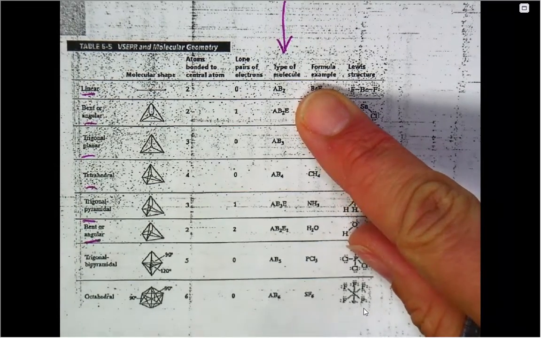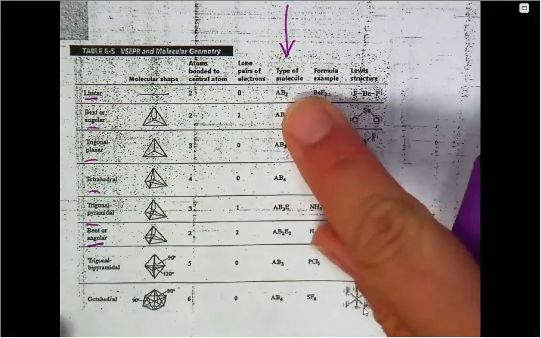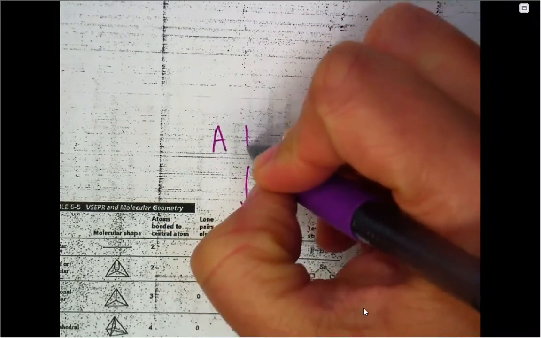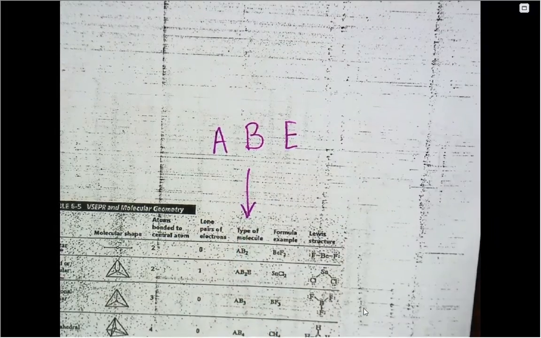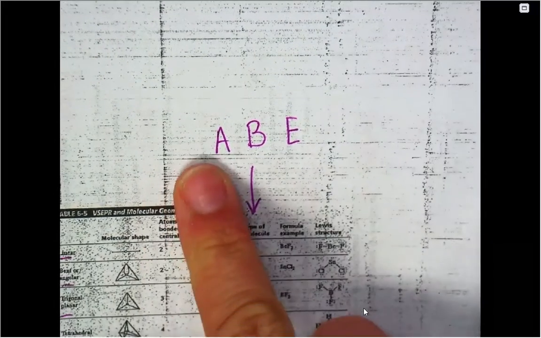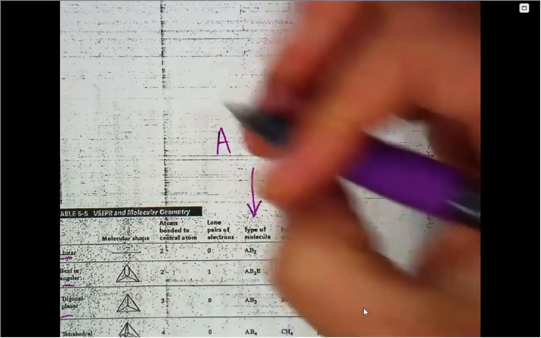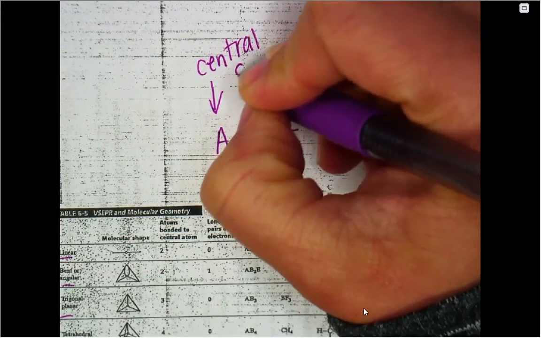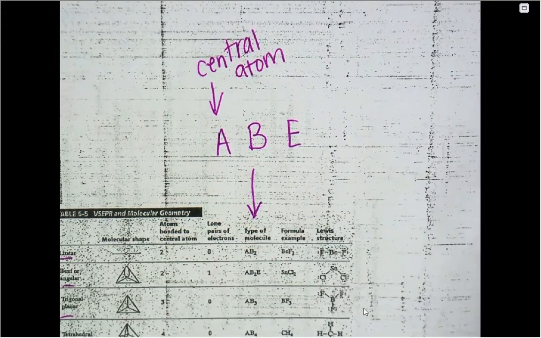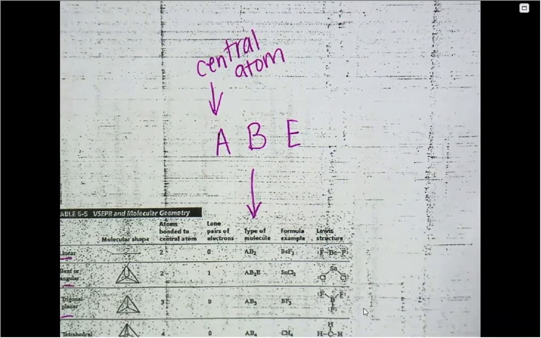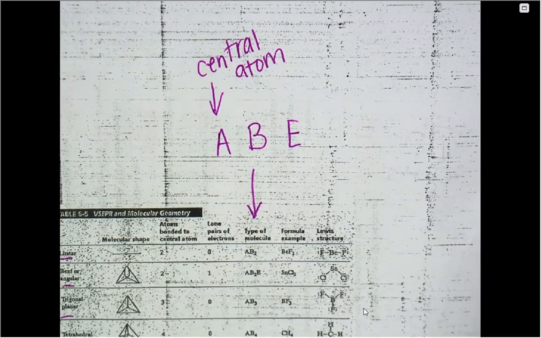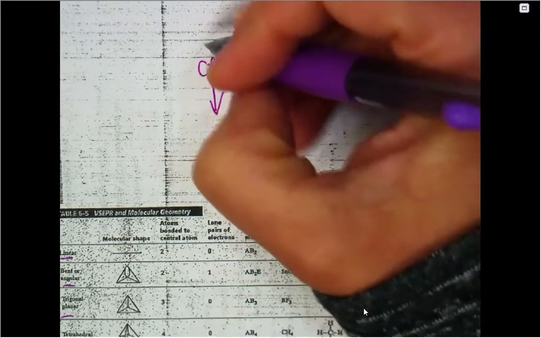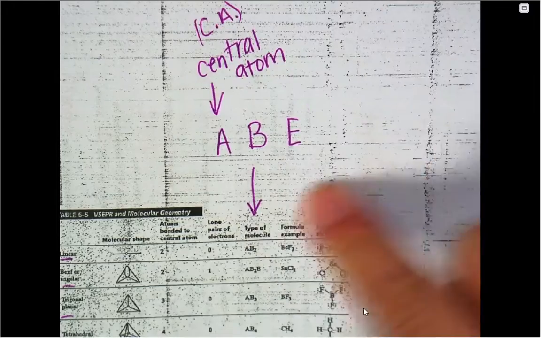It's called ABE. Some people do ABX, okay? We're going to do ABE because that's what's on our little chart here. So just write this at the top: A, B, E. And I'm just going to write down what each of these stand for, okay? A, this is your central atom. Whoever you chose to be the center, that's your central atom. So everything that we're looking at now is related to the central atom. I'll use CA, like that. That's what I'm going to write over here.